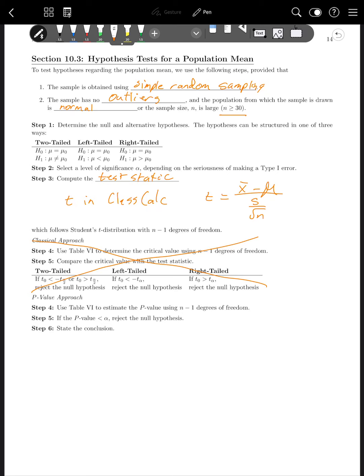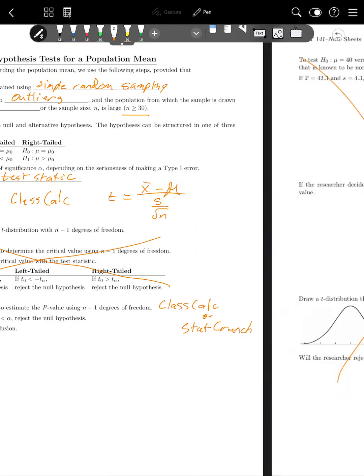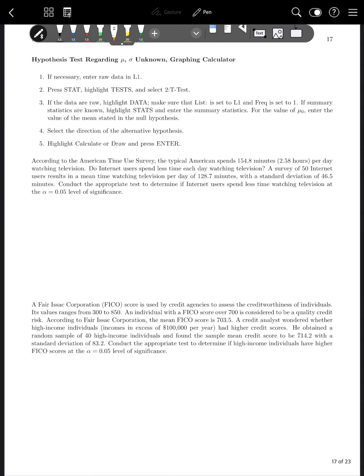That's not what we're actually going to do. What we're actually going to use is ClassCalc or StatCrunch, depending on the situation, and we'll look at both of those here today. If the p-value is less than alpha, we reject the null hypothesis, and then we state the conclusion. Once again, like in section 10.2, just to save on time, we're going to skip over the classical approach, which really isn't used that much anymore anyway. So I'm going to skip over these couple pages and get right into using the calculator to do these tests.